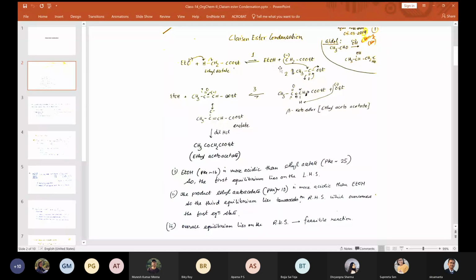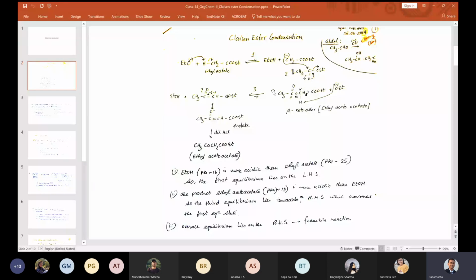The second equilibrium is basically reversible in nature. But in the third equilibrium, this proton is highly acidic. The product ethyl acetoacetate has a pKa of 10, and this one has a pKa of 16. So this OEt minus would definitely take this proton to form ethanol, because this proton was more acidic. Then the third equilibrium lies towards the left hand side.